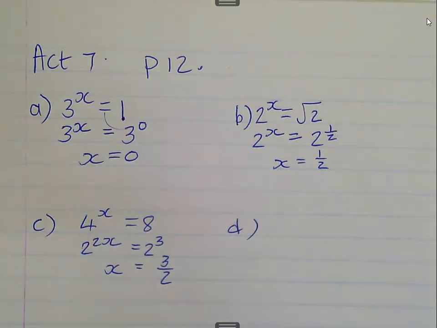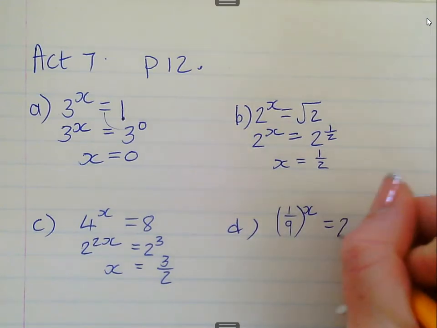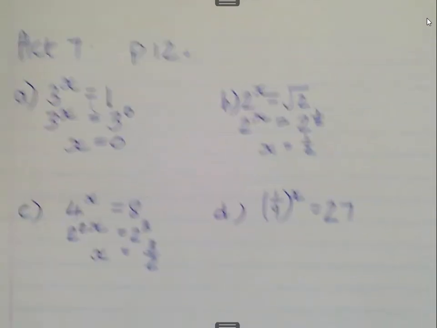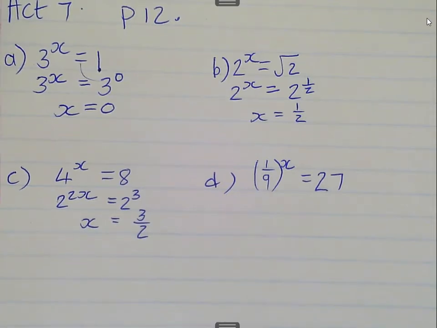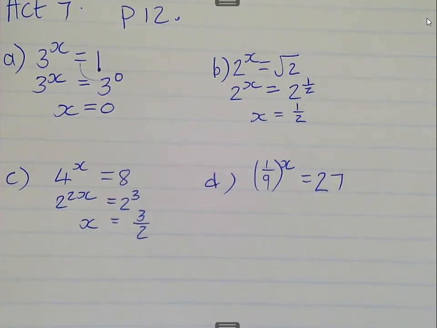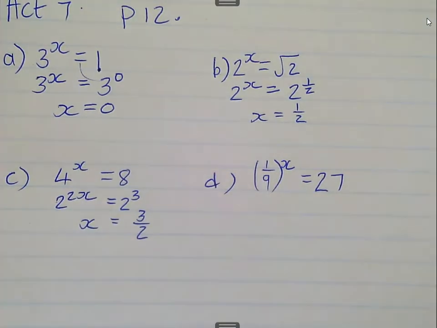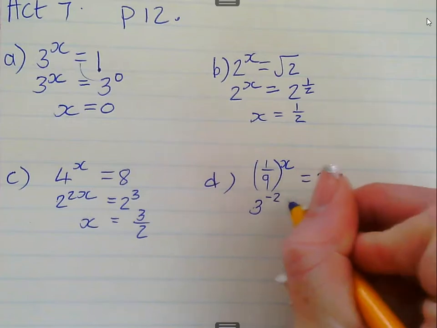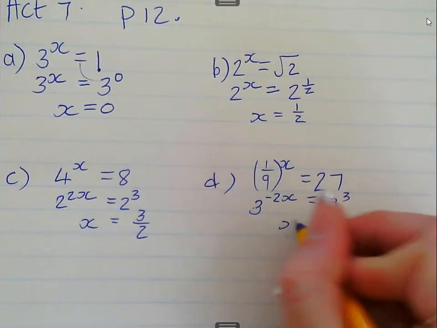Right, let's do D. I want a base and I want an exponent. I don't want a fraction. How can I write 1 over 9? 3 to the power of negative 2. Do you all know how I got to that? 9 is 3 to the power of 2. Then I take it up so I don't have a fraction. Then it's 3 to the power of negative 2x. Can I write 27 as something? And then x is equal to negative 3 over 2.